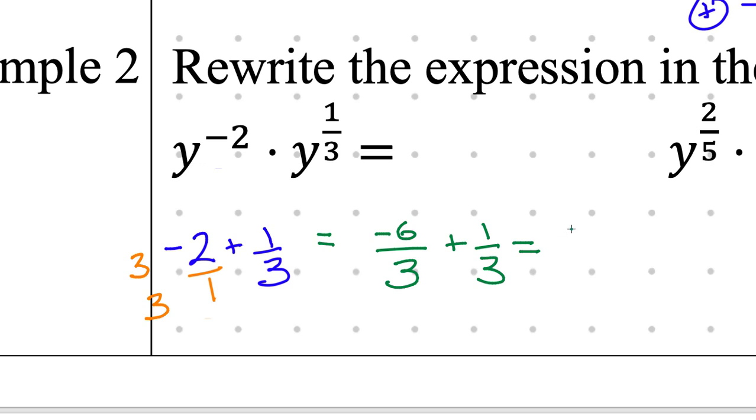So is it a positive or a negative? Oh, because it's negative. Wait, yeah, I had it flipped in my head. Negative 5... negative 5. There it is, negative 5/3. So your final answer, Ellery, therefore is y to the negative 5/3.